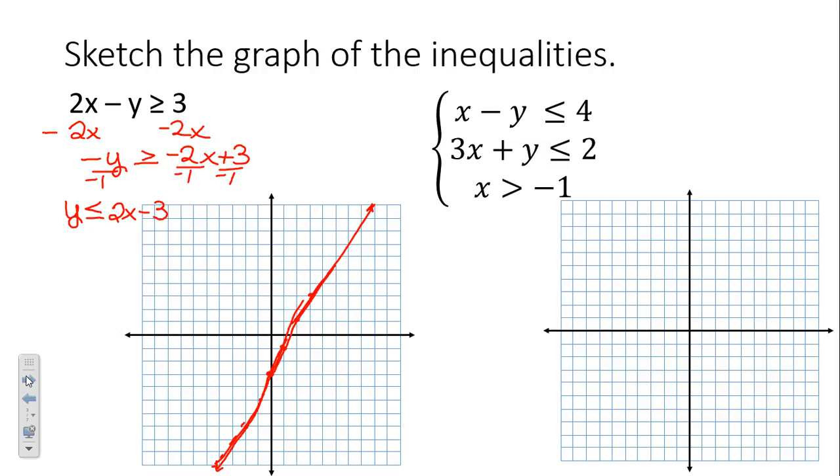Let's test and verify. Is 0, 0 one of our solutions to our line? No, so we can plug it in. 0 times 2 minus 0, is that greater than or equal to 3? No, so we can't shade above the line, we need to shade below.